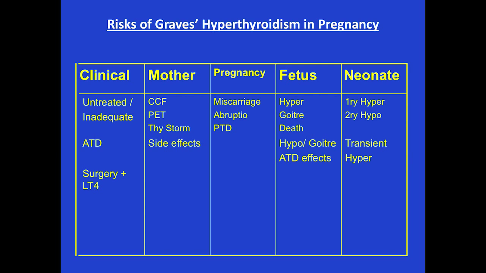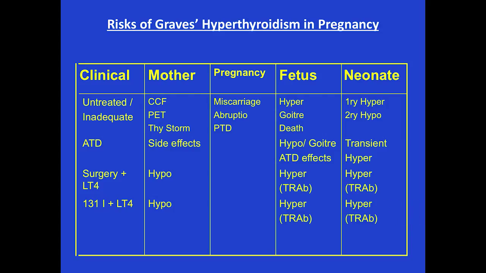What about surgery and thyroxine therapy? Well, again, the mother may be hypothyroid. The fetus may be hyperthyroid because of the continuing existence of receptor antibodies, and this may appear in the neonate as well. In a radioiodine-treated mother on thyroxine, a similar scenario may occur, and many of the cases of neonatal hyperthyroidism seen in hospitals are allowed to happen because of the non-realization of the propensity for thyroid receptor antibodies to continue in surgical or radioiodine-treated women. And previous antithyroid drugs, well, the lady may relapse and cause problems that way.